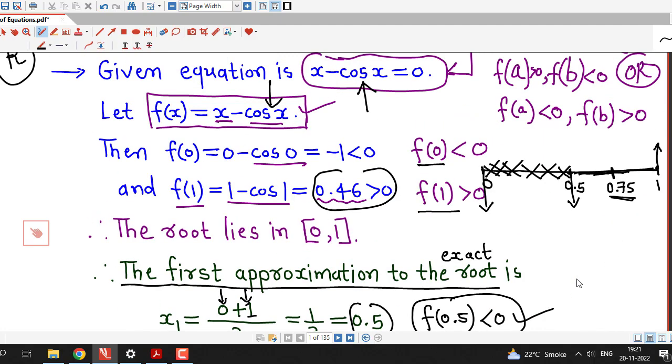F of 0.75 is positive, so I can show by this arrow, and 0.75 is average of 0.5 and 1, and f of 1 is also positive. So now we can discard this possibility. Root cannot lie in this interval because at both 0.75 and 1 the function is positive. So our search interval is now this interval 0.5 to 0.75.